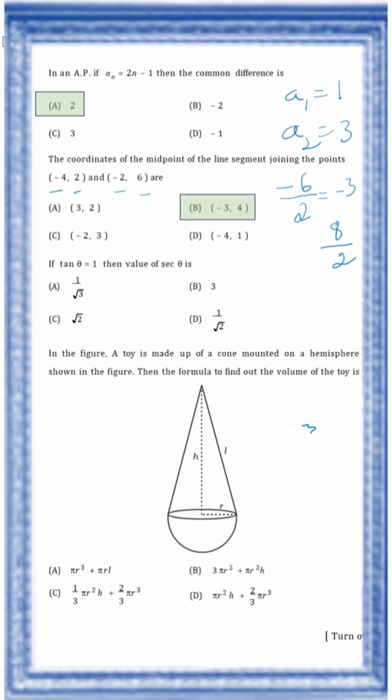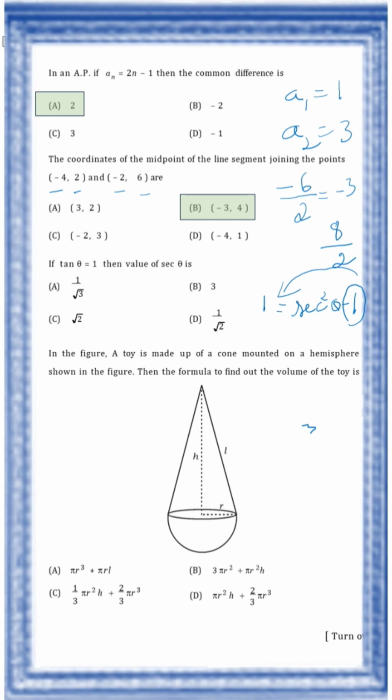The next question: if tan theta is equal to 1, then the value of secant theta is. There are two approaches for this question. One is, if tan theta is equal to 1, squaring on both sides, tan square theta is equal to 1. Tan square theta is equal to secant square theta minus 1. Secant square theta is equal to, transposing minus 1 to this place, so secant square theta is equal to 2. So secant theta is equal to square root of 2.